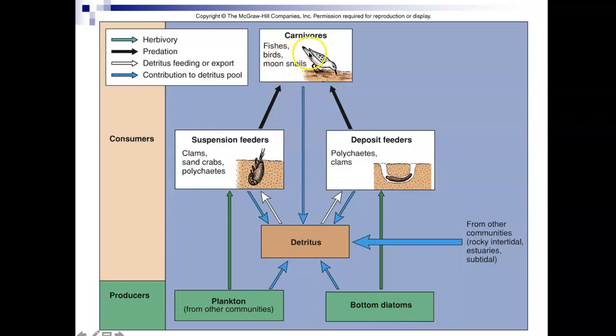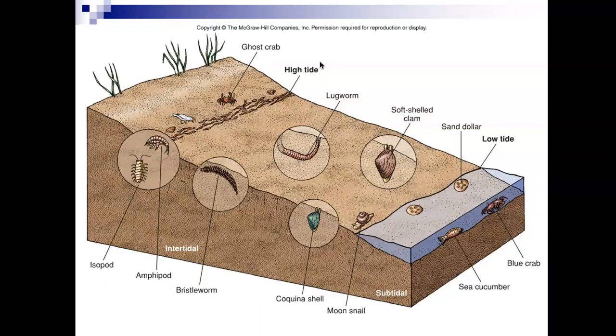But the big thing here is that you're going to have carnivores coming not only from the intertidal communities, so things like predatory moon snails and sometimes even fish when the tide's in, but you're also going to have birds, wading shore birds, from some of your more terrestrial communities. So that's kind of a change for some of your soft bottom communities.